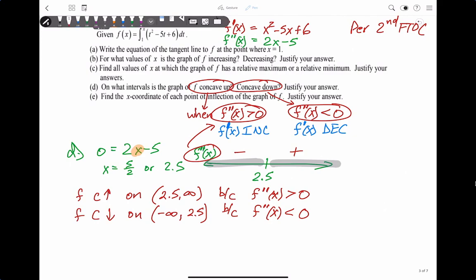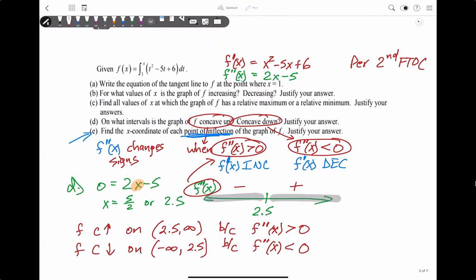Now let's finish it off by looking at part E. A common mistake a lot of students make for part E is they think that the point of inflection happens when f double prime is equal to 0, and that is not true, okay? It will equal 0 sometimes, but that's not what makes a point of inflection. What makes a point of inflection is when the second derivative changes signs. Okay? And not only does it change signs, it would have to exist as a point on our original f of x.